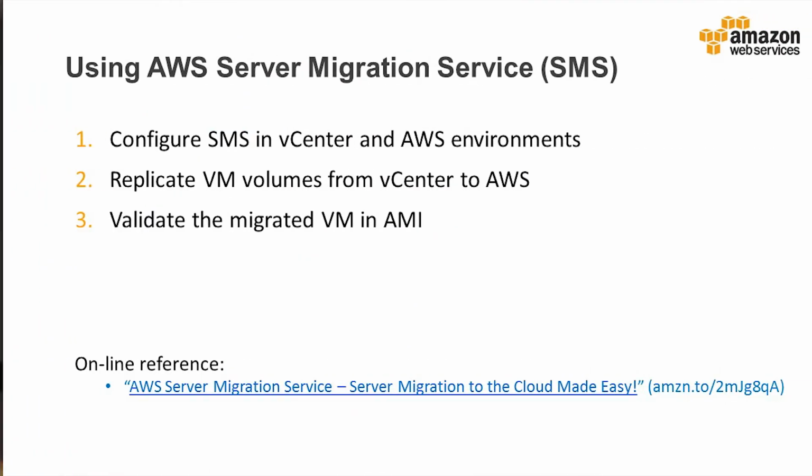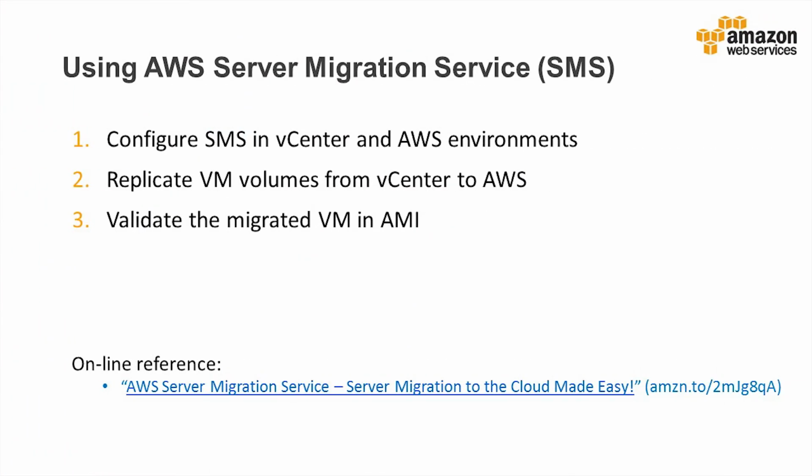The server migration takes 3 steps. First, configure the Server Migration Service. In the vCenter environment, we configure the Server Migration Service connector. On the AWS side, we configure IAM role and user with permissions for the connector to access S3 and SMS to operate on VM conversion and AMI image creation.